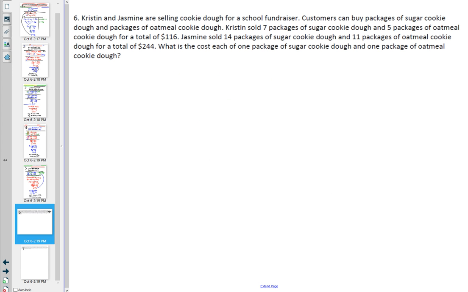Wait, what? Okay, so Kristen and Jasmine are selling cookie dough. We skip to the end. What's the cost of a packet of sugar cookie dough and then oatmeal cookie dough? So let's let S be cost of sugar cookie, and then O, even though my O's look like zeros, is going to be cost of oatmeal.